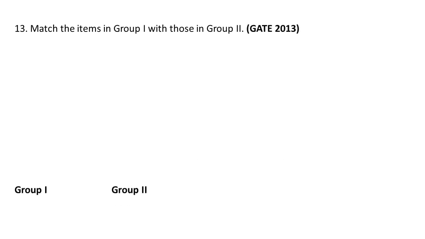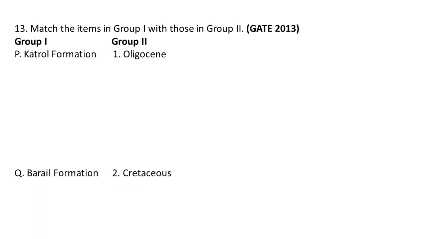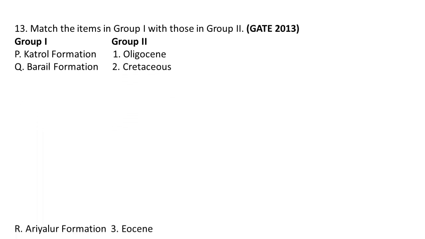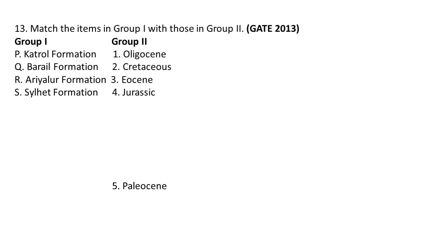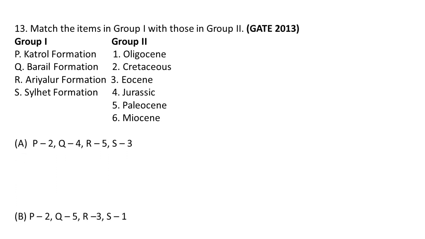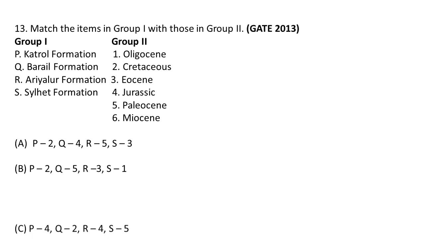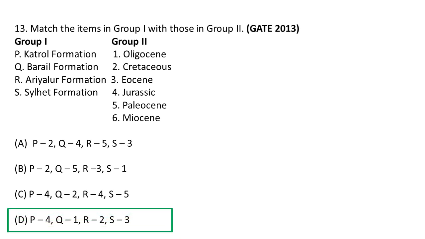Match the items in group 1 with those in group 2. In group 1 different formations like Katrol formation, Bhuj formation, Ariyalur formation, and Sylhet formation are given. In group 2 Oligocene, Cretaceous, Eocene, Jurassic, Paleocene, and Miocene are given. We had to choose from the options: A P2 Q4 R5 S3, B P2 Q5 R3 S1, C P4 Q2 R4 S5, and D P4 Q1 R2 S3. The correct option is D.